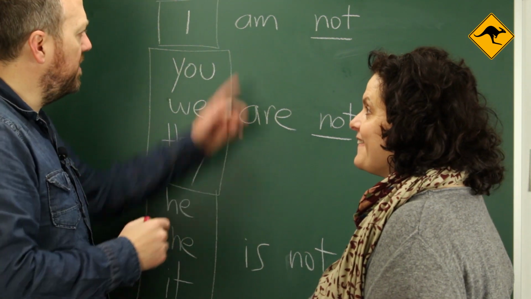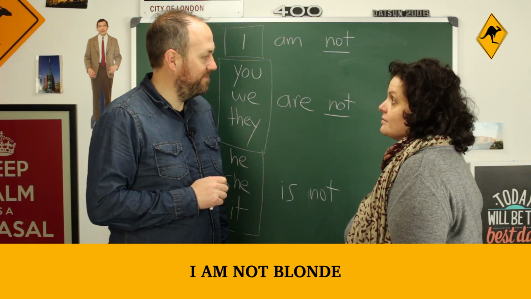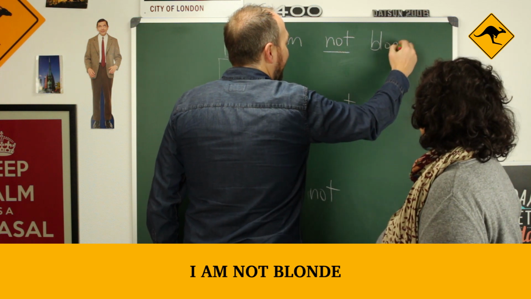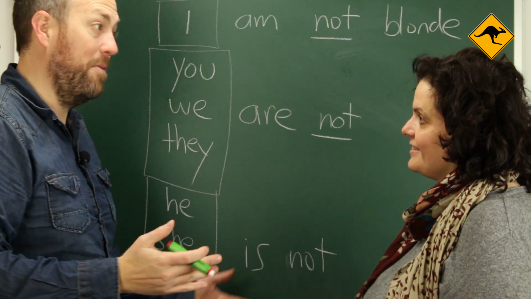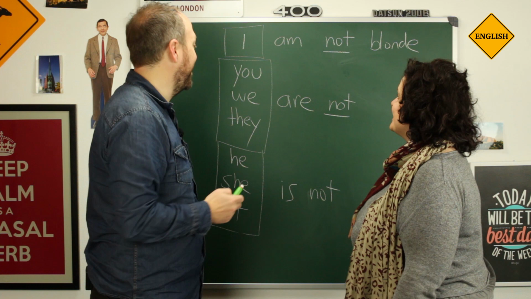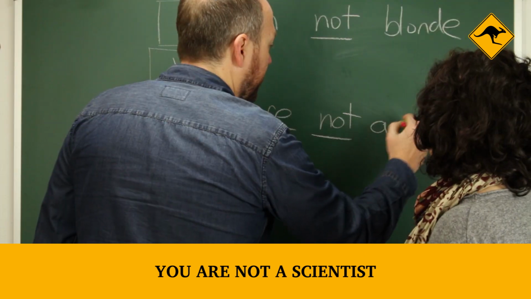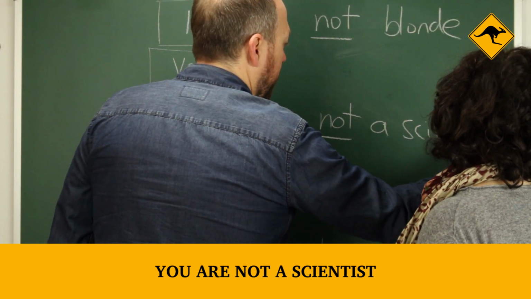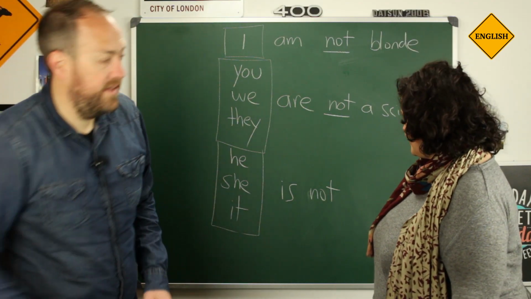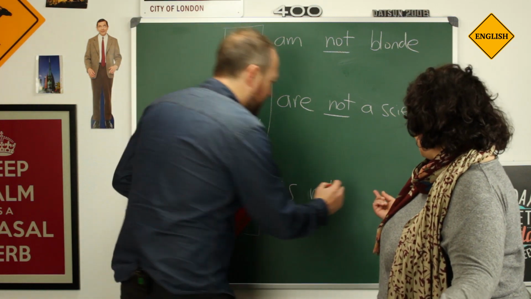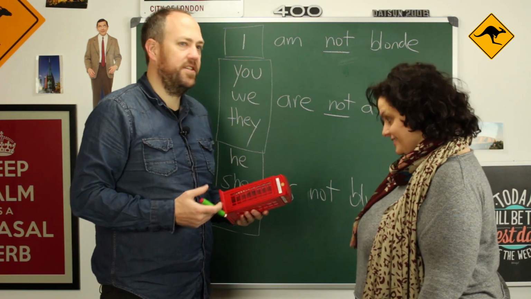Give me a sentence with the negative. I am not blonde. Very good. What does blonde mean? The color of the hair. Yes, you're not blonde. No, you're brunette. And you are not a scientist. Not a scientist. And it is not blue. It is not blue. Very good. Blue. It is? Red. It is red, exactly. It's not blue, it's red.